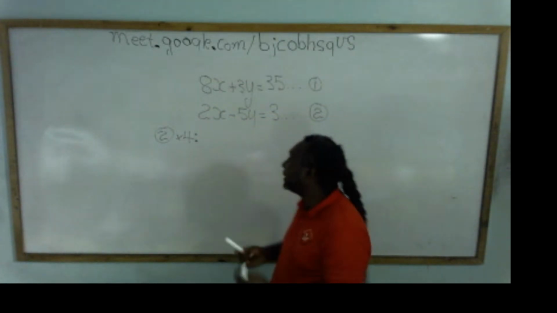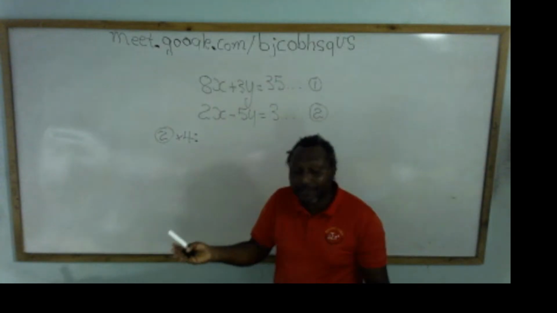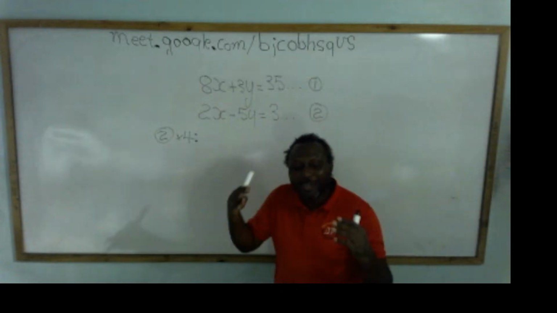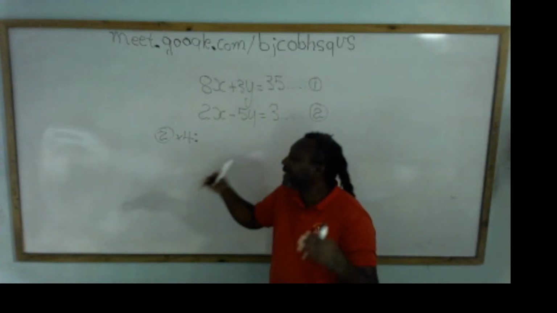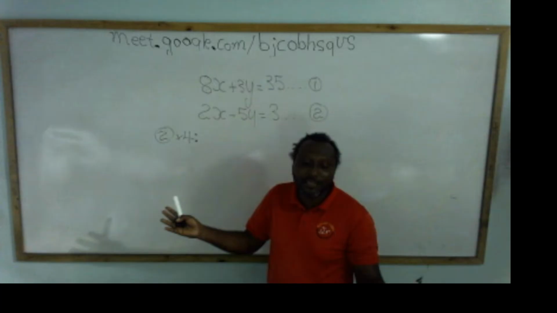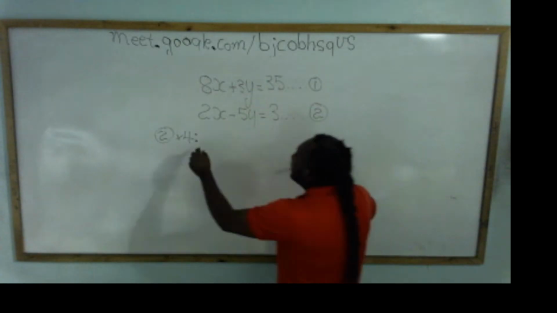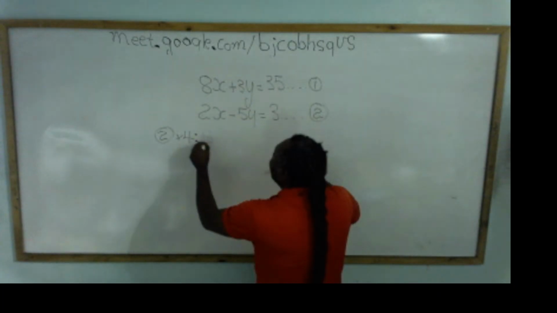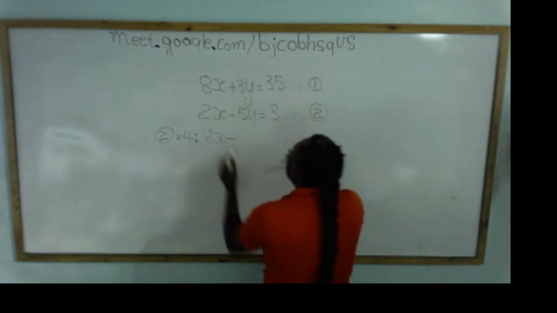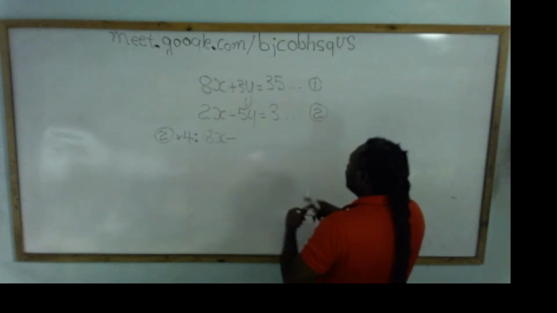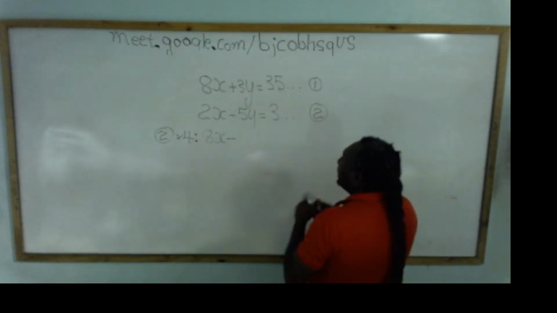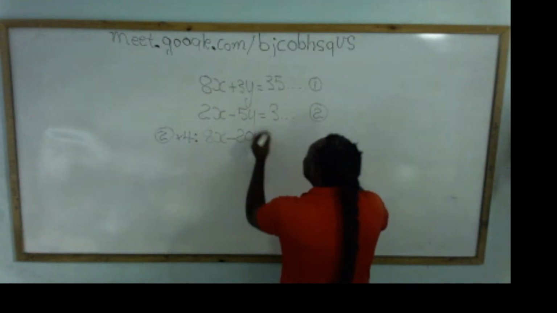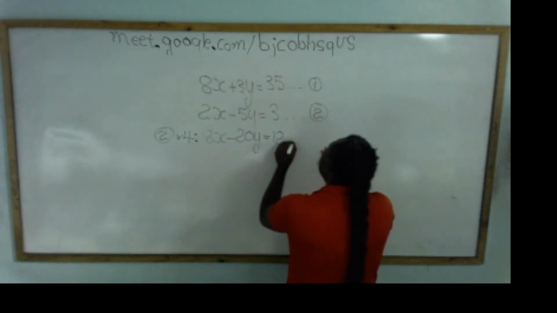Because our idea is not to multiply. That's not the aim and objective. The aim and objective is to get the coefficients to be the same or additive inverses. So we'll take equation 2 and multiply by 4. When we multiply equation 2 by 4, what do we get? 8x minus 20y is equal to 4 times 3 is 12. And that is our equation 3.